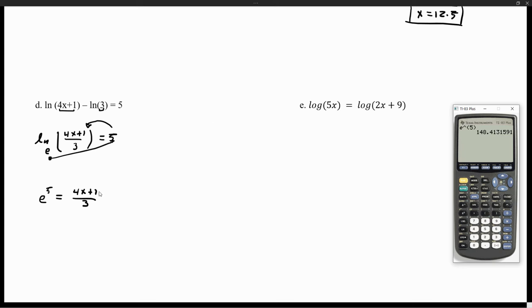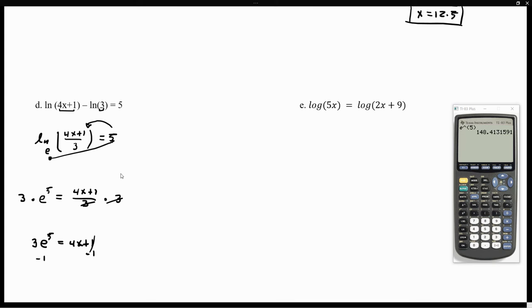So I still want to solve for x. In other words, I need to eliminate the 4, the 1, and the 3. The first thing that we should eliminate is the 3. Notice that it is dividing, so I'm going to do the opposite. So I'm going to multiply both sides by 3. So now I have 3e to the fifth equals 4x plus 1. I want to solve for x. Let me get rid of the 1.